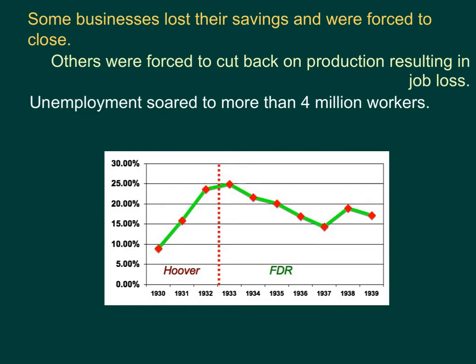So if we're looking at this chart here, it's showing you the height of unemployment during the Depression. President Hoover was the president at the time when it started. It reached a peak in Hoover's term, right after FDR took over, at about 25%. That's huge numbers of unemployment. And then it started to creep down with FDR.